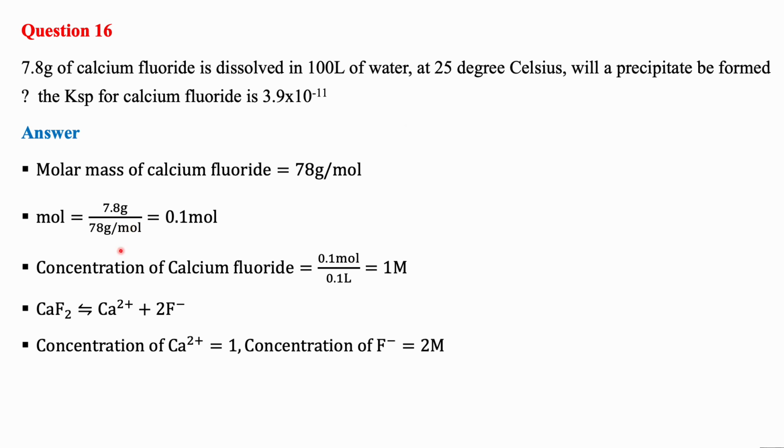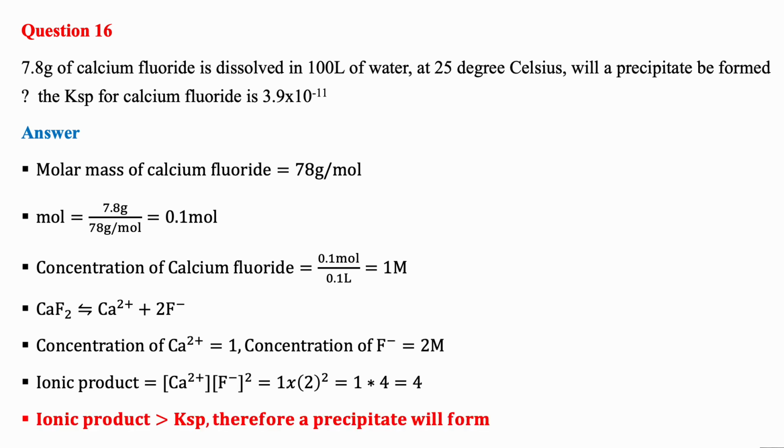That means the concentration of fluoride will be double because there are 2 fluorides, that means 2 moles. Then after getting the concentration of calcium and fluoride, you multiply them to get the ionic product. Then you compare it with the Ksp. Then you see that the ionic product is higher than the Ksp. Therefore, a precipitate will form. That was question 16. Question 17.